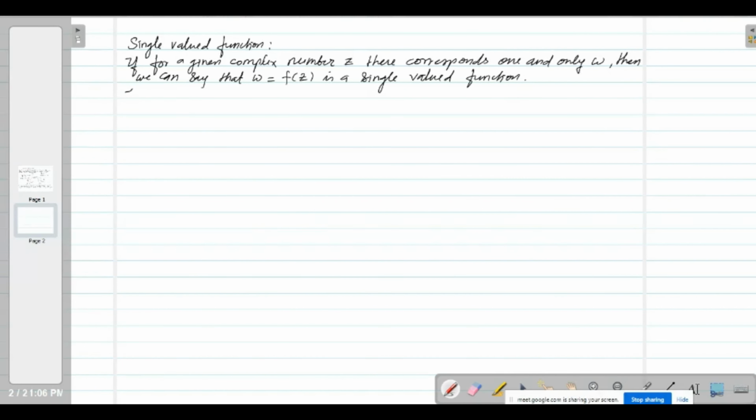And what is an example of this? Suppose we have f of z equals z square. If I put here z equals i, where i is a complex number, then we get f of i equals i square, but i square is minus 1.